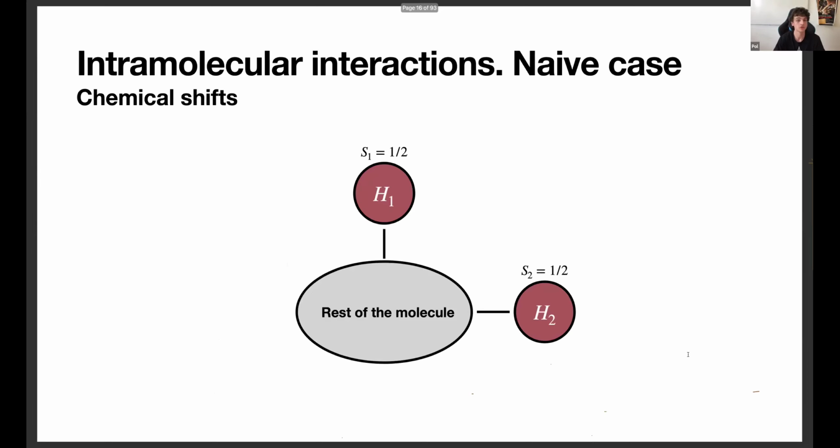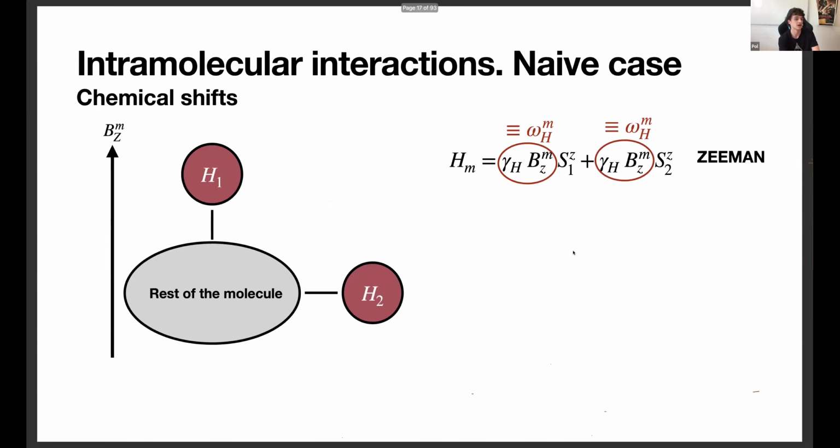Okay, now that we know this, let's try to elucidate what interactions are interesting. Imagine a very simple molecule, schematic in this case, where there are two hydrogens, which are spin 1/2 systems. And let's forget the rest of the molecule for simplicity, because I just want you to understand the interactions playing a role here. Now, if I apply a magnetic field in the Z direction, for example, the first interaction that we have to take into account is the Zeeman interaction, which is basically a splitting in the energy levels of each spin.